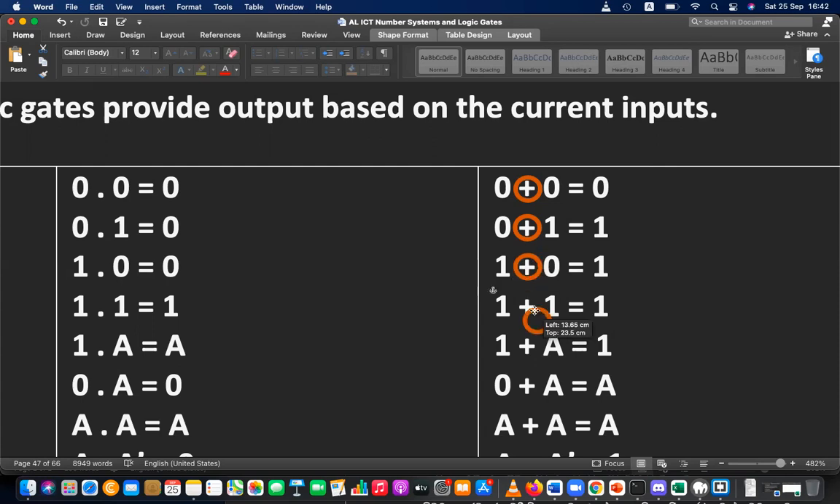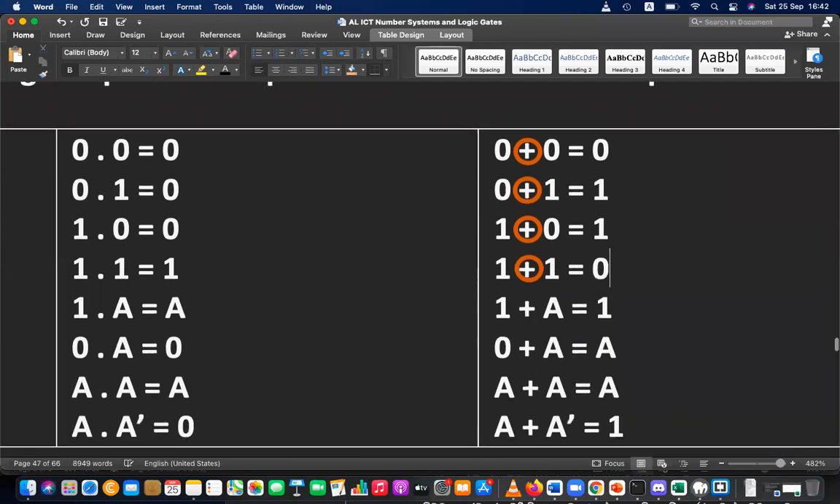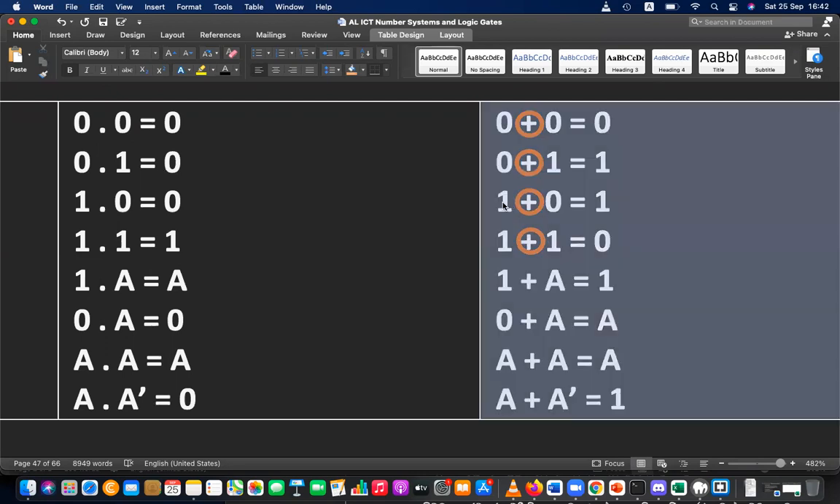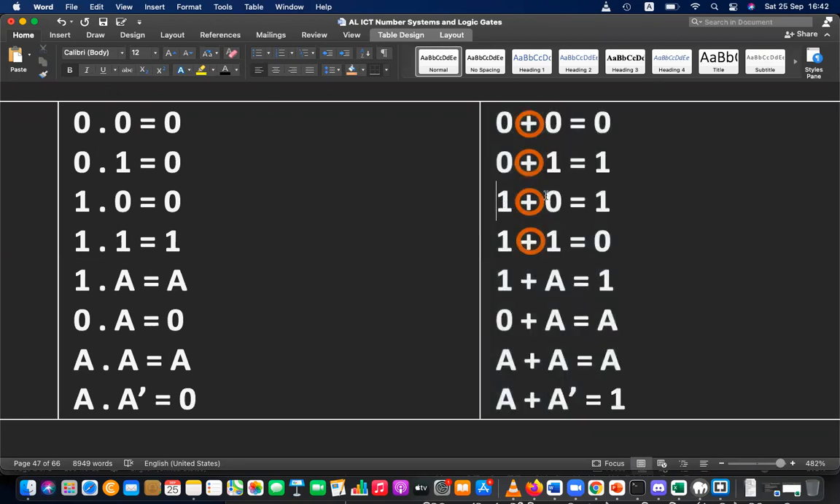Okay, you can tell me the values. 0 XOR 0 is 0. 0 XOR 1 is 1. 1 XOR 0 is 1. And 1 XOR 1 is 0. That is based on odd even. Odd even means if the number of ones in the input is odd, then it is 1. Here only one 1, it's 1. But two ones means even. Even means 0.